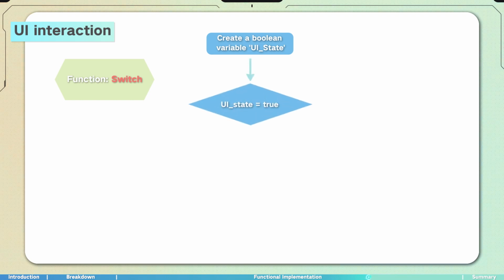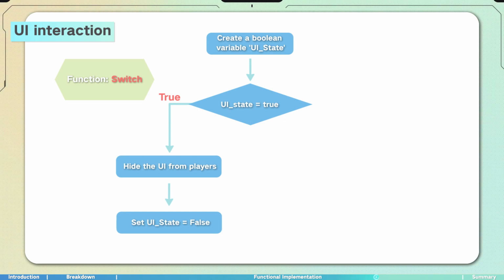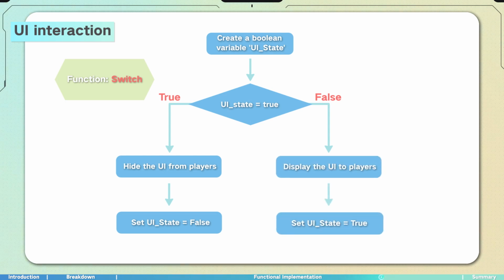Then, use if statements, UI_state equals true, to determine the status of the UI. If it is true, we hide the UI from players and set UI_state to be false. If it is false, it means the UI is hidden. We display the UI to players and set UI_state to be true. This is the selection structure we introduced before. Do you remember it?